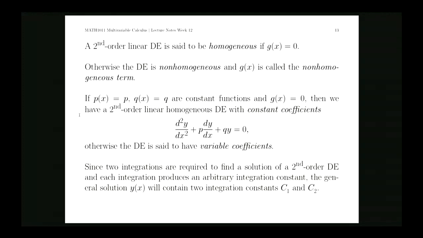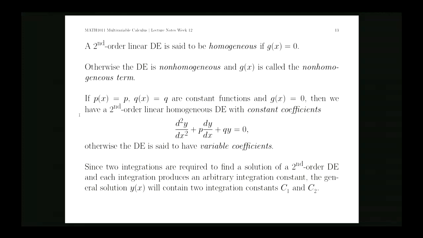Some terminology. A second order differential equation is said to be homogeneous, depending on how you want to pronounce it, if the right-hand side is 0. They're the only ones we're going to look at. Otherwise, the differential equation is called non-homogeneous, and this g function on the right-hand side is called the non-homogeneous term. Solving non-homogeneous ones requires a lot more work, and it involves things that we call particular solutions and general solutions, not something we're going to do in first year.